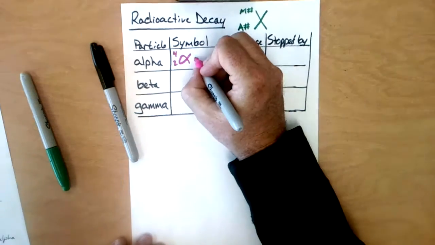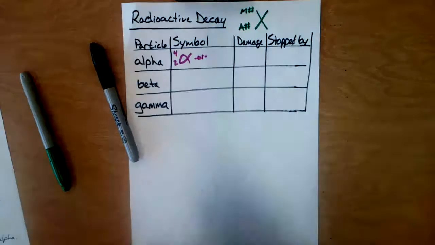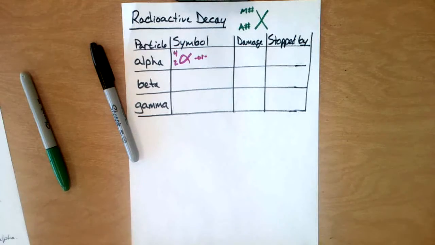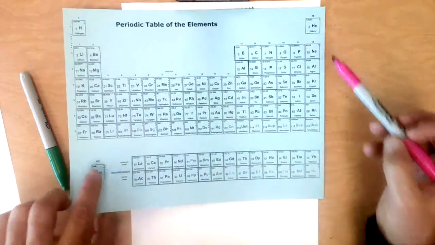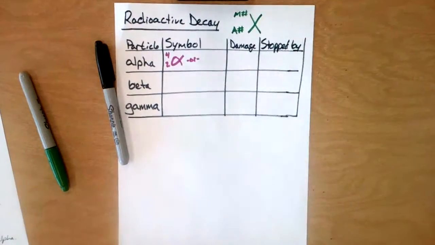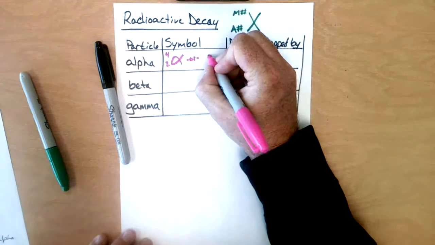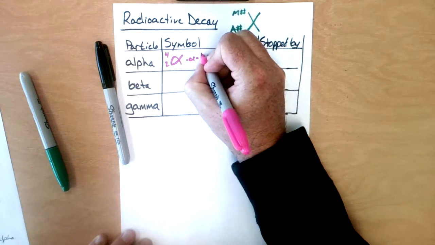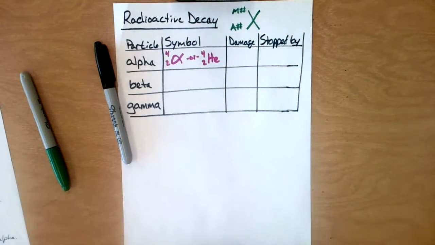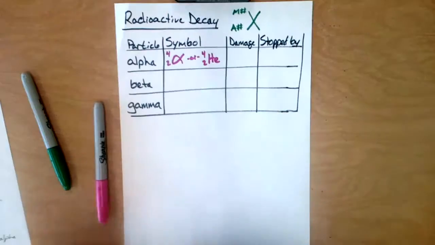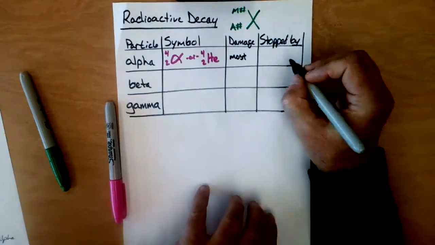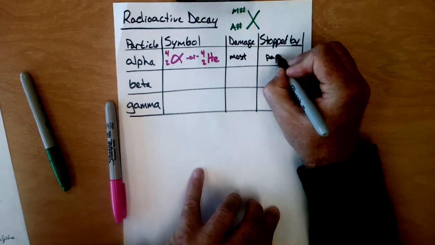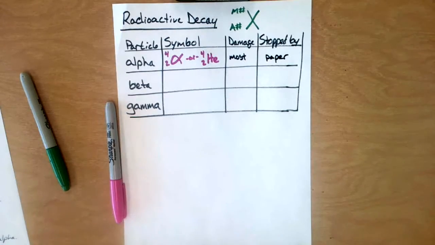It could also be written as its elemental symbol. What element has an atomic number of 2? Hydrogen has 1, helium has an atomic number of 2. So it could also be referred to as a helium 4-2 as an alpha particle. Two different ways to write the same symbol. They cause the most damage, but they are the easiest to stop. A piece of paper is good enough to stop an alpha particle.